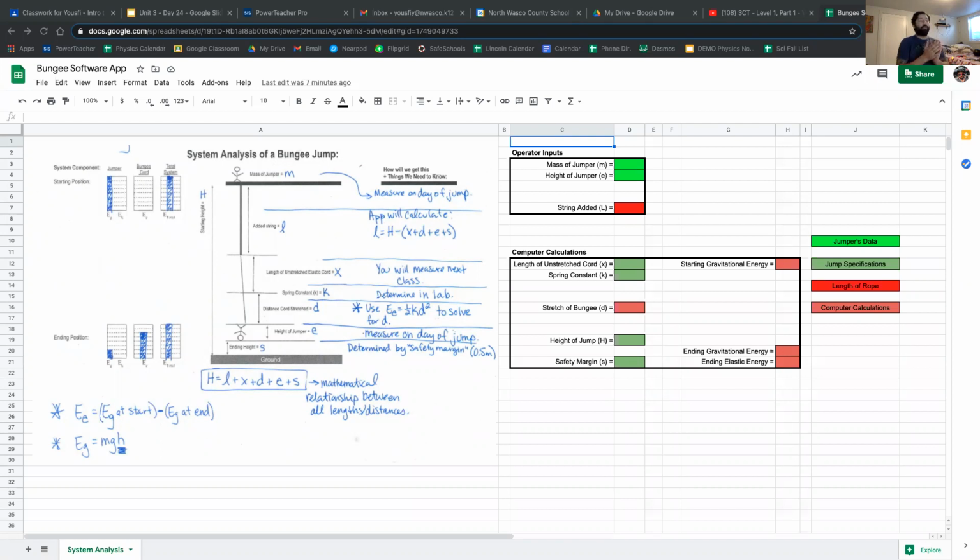This time I'll be showing you how to code your software app for the bungee jump ride. As you can see on my screen, there is quite a bit of data here. This is our system analysis, our breakdown of the system, and we're going to use this to help us code our program.